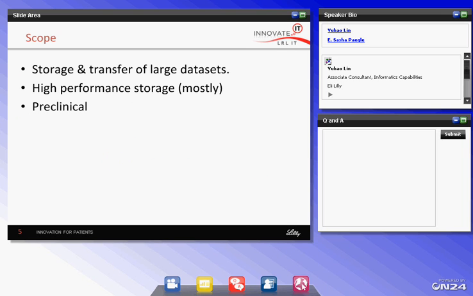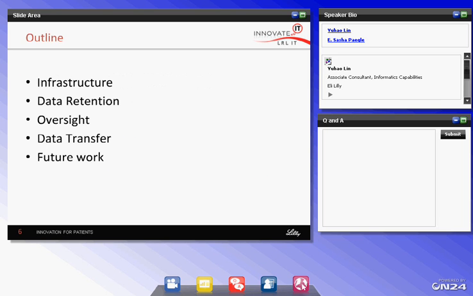Okay, hopefully you are seeing what I'm seeing. I'm on the slide that says scope. I just want to scope this talk a little bit. This is going to be about the storage and transfer of NGS data, although there's going to be a little bit of reference to computation as well. This is mostly high-performance storage, and it's all pretty clinical at this point.